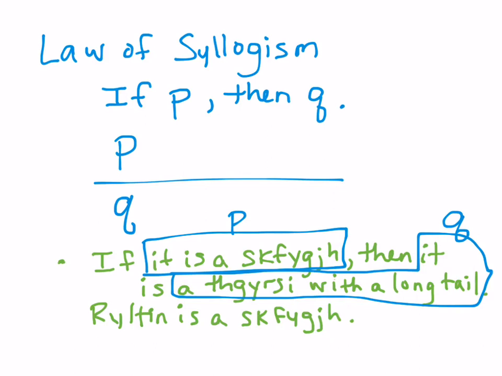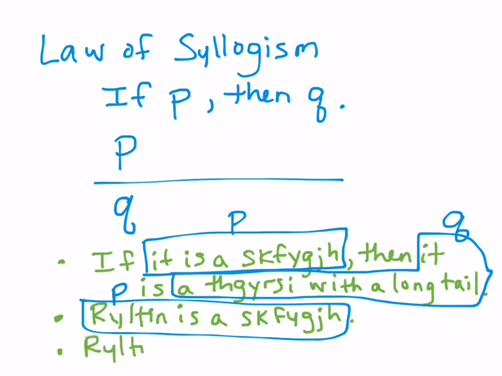Okay. Then moving on to the second premise, Rilton is a skiffig. Well, this is just a different way of saying P. It's more specific, so it's kind of like a minor premise, right? But we're referring to Rilton, which falls into that category of P. It is some sort of skiffig, right? So that's like P. So then the conclusion we're looking for is just Q, but in this case I would also want to make it more specific. So instead of just saying it, I would replace that with Rilton. So the conclusion then would be that Rilton is a thigursi with a long tail. Okay, and that's Q.